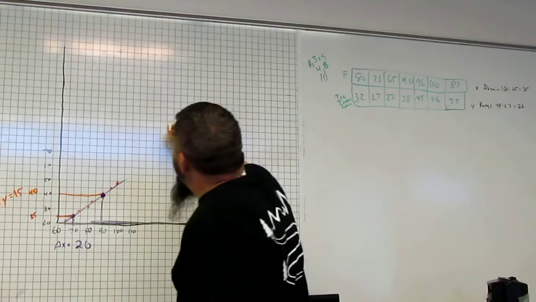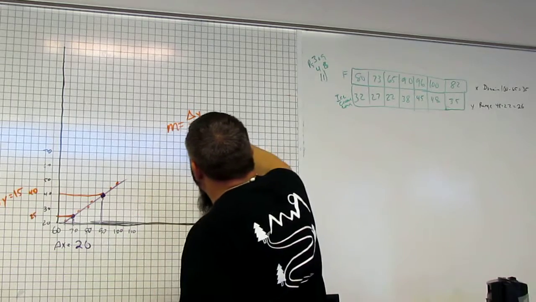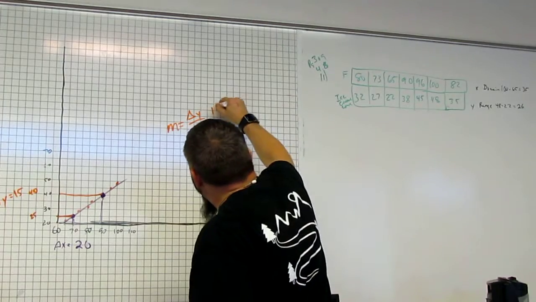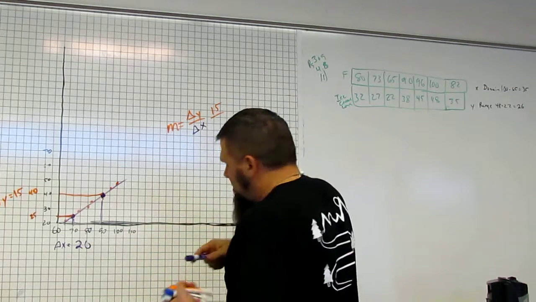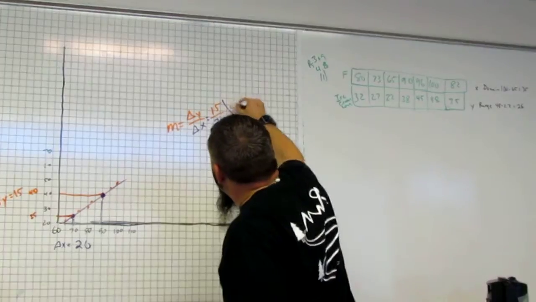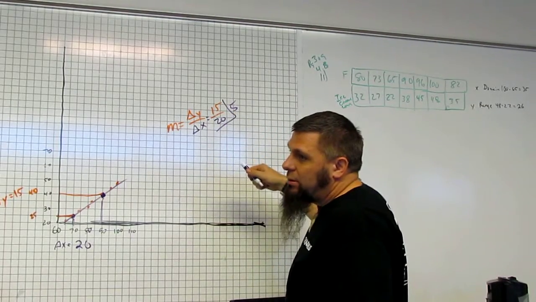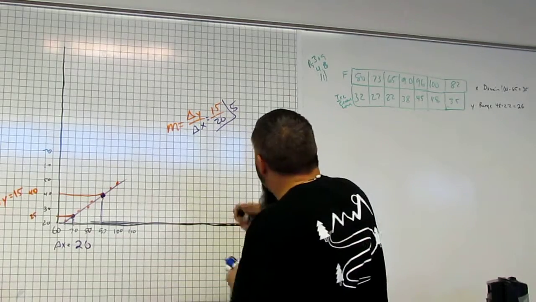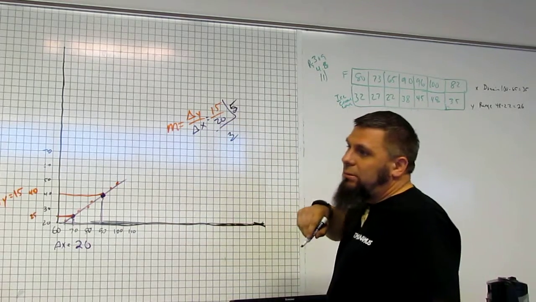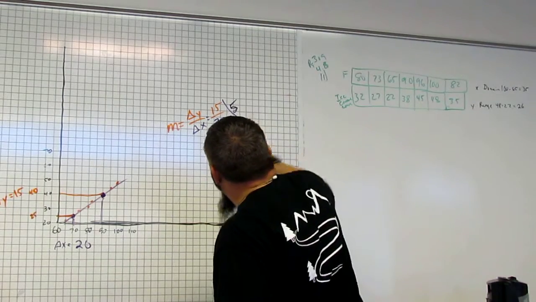So remember, m is equal to the change in y over the change in x. So it's just 15 over 20. Does 5 go into both of these? How many times does 5 go into 15? 3. Okay? So 5 goes into 15 3 times. 5 goes into 20? 4. So m is 3/4.